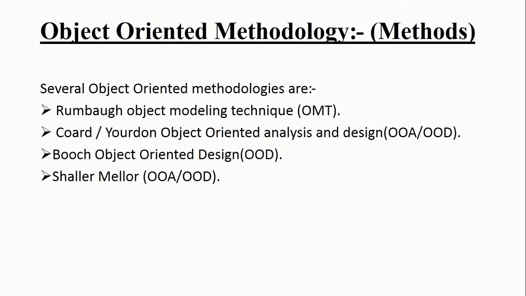So where are these models used? After gathering the requirements, there is the analysis process, and after analyzing the requirements, there are three models: object model, dynamic model, and functional model. And using these models, the system is designed in the object design phase, and after that coding is done. Okay, so this is the object modeling technique.